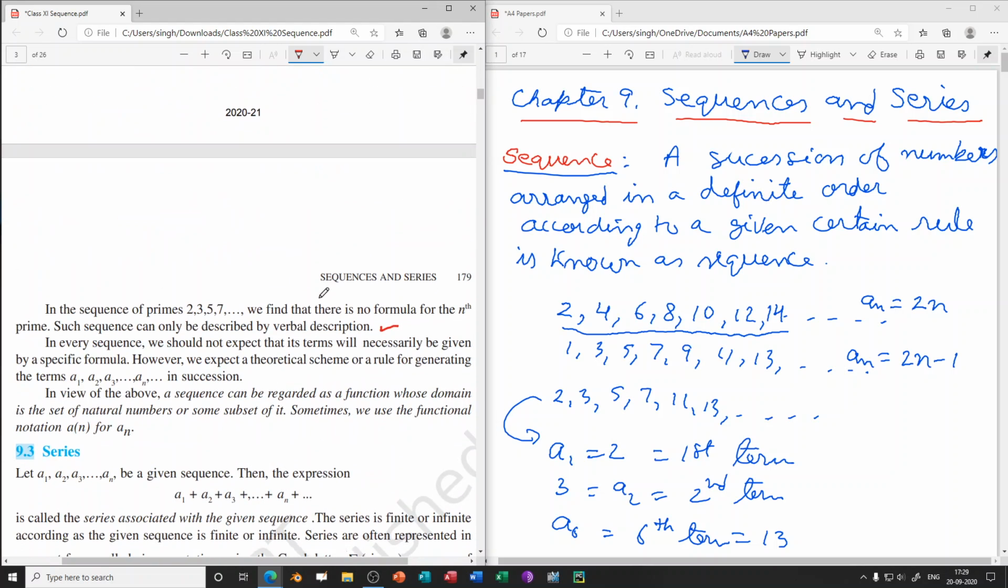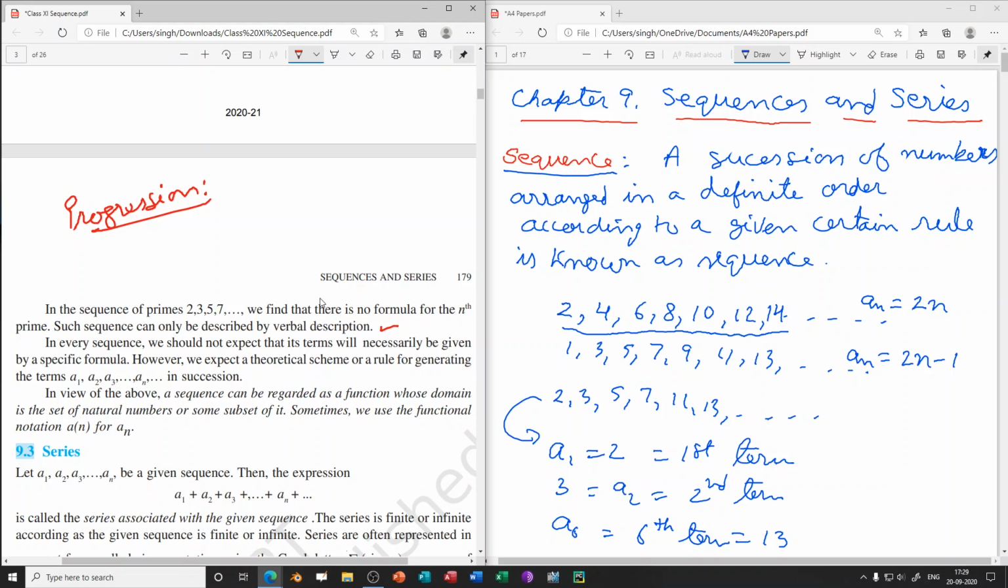Progression. So here you can write down progression. So what is a progression? Those sequences in which we can write the formula for the nth term, such sequences are known as progression. Otherwise they are simply sequences.